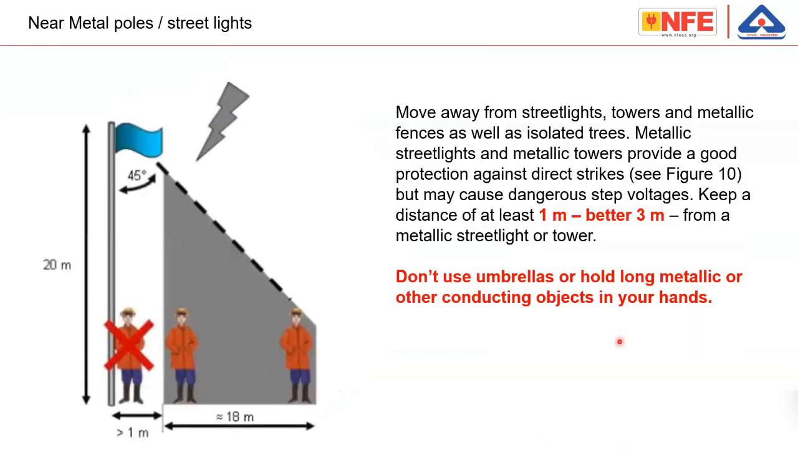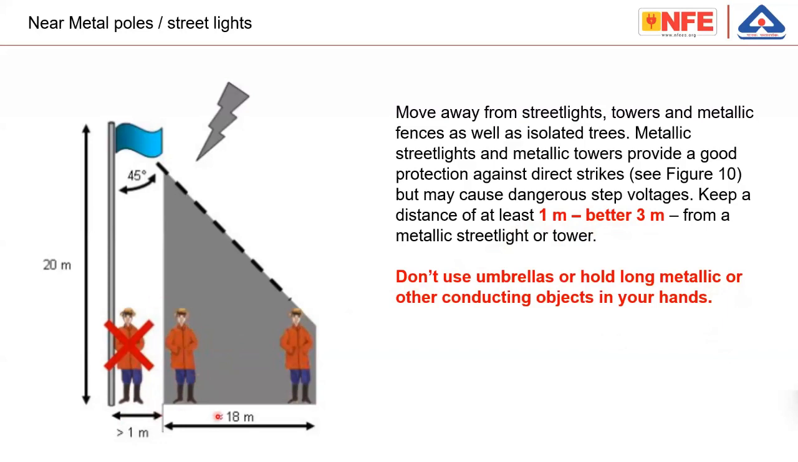If you are outside near taller structures, especially a light pole, the standard recommends, as you can see here with a 20-meter light pole, which is a very high mast lighting, that you should not be closer than 1 meter. You have to be 1 meter away from the structure. The standard says 1 meter, or better, 3 meters. So keep 3 meters away from any of these light poles and other objects.